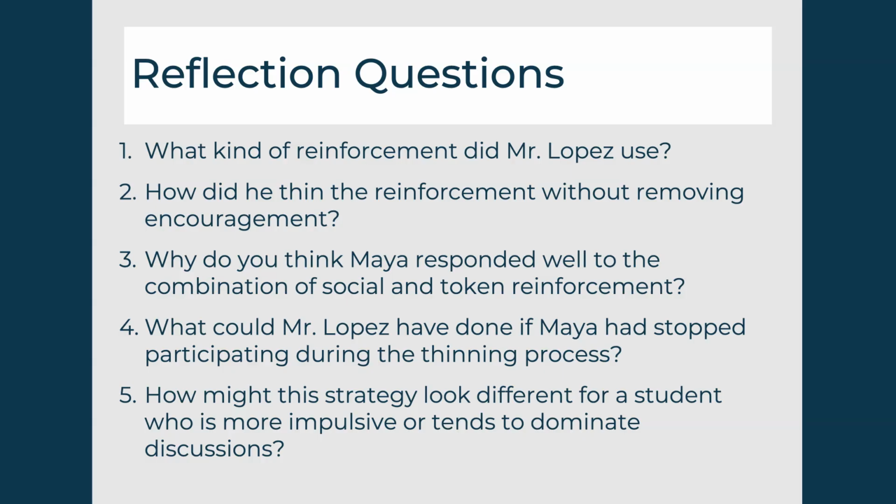1. What kind of reinforcement did Mr. Lopez use? 2. How did he thin the reinforcement without removing encouragement? 3. Why do you think Maya responded well to the combination of social and token reinforcement? 4. What could Mr. Lopez have done if Maya had stopped participating during the thinning process? 5. How might this strategy look different for a student who is more impulsive or tends to dominate discussions? Take a moment to reflect on each question and consider how similar strategies could be applied in your own classroom.